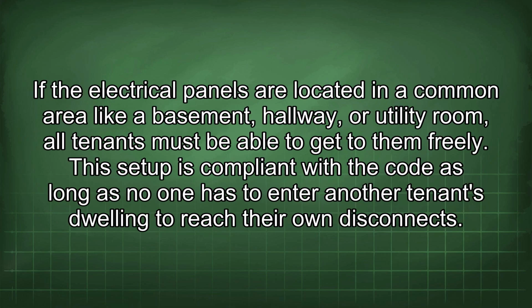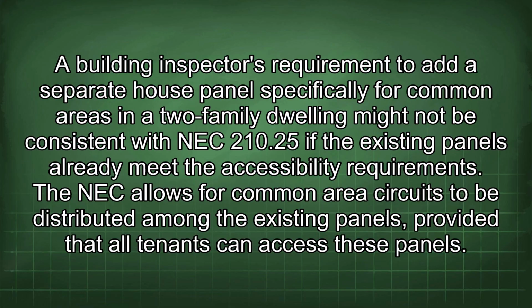If the electrical panels are located in a common area like a basement, hallway, or utility room, all tenants must be able to get to them freely. This setup is compliant with the code as long as no one has to enter another tenant's dwelling to reach their own disconnects. A building inspector's requirement to add a separate house panel specifically for common areas in a two-family dwelling might not be consistent with NEC 210.25 if the existing panels already meet the accessibility requirements.